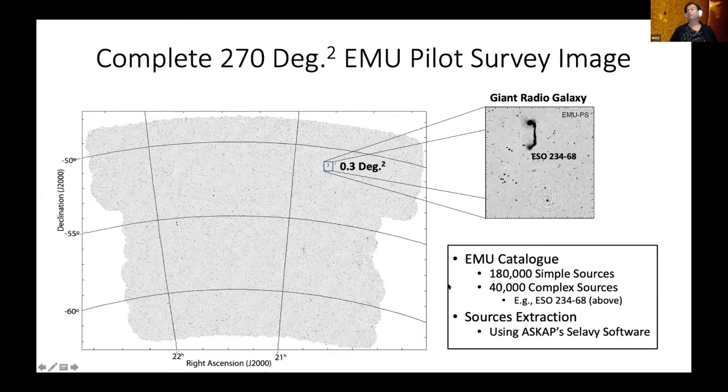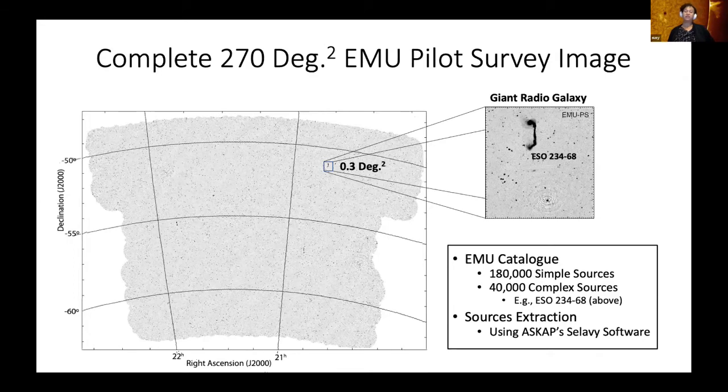And there are over 183,000 simple sources. So a simple source is just a point source like this, and 40,000 complex sources, which this is a more complex source. And these aren't extracted by hand because of the vast number. So they have software tools that do this. There's a source finding software that's used by ASKAP, and that's called Selavy, and that's used to extract this information and put it in catalogs with various properties for researchers to use.